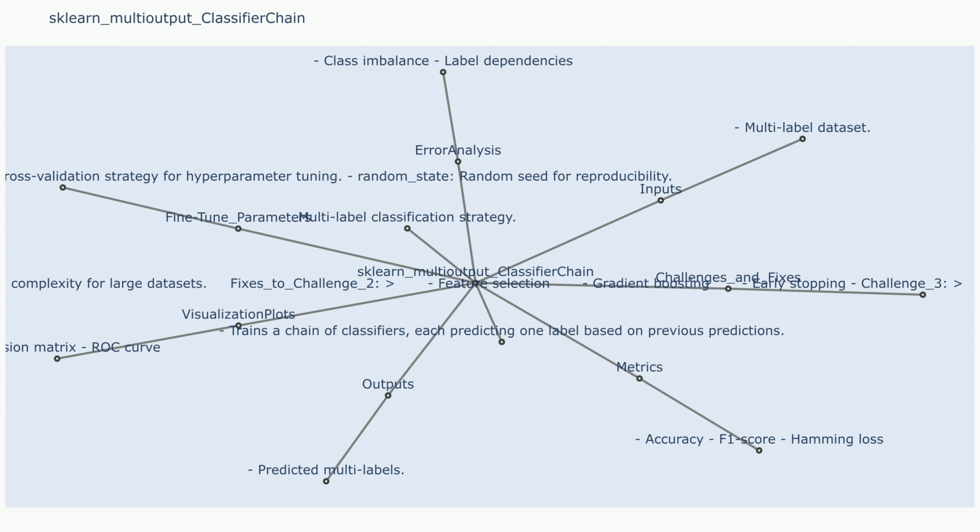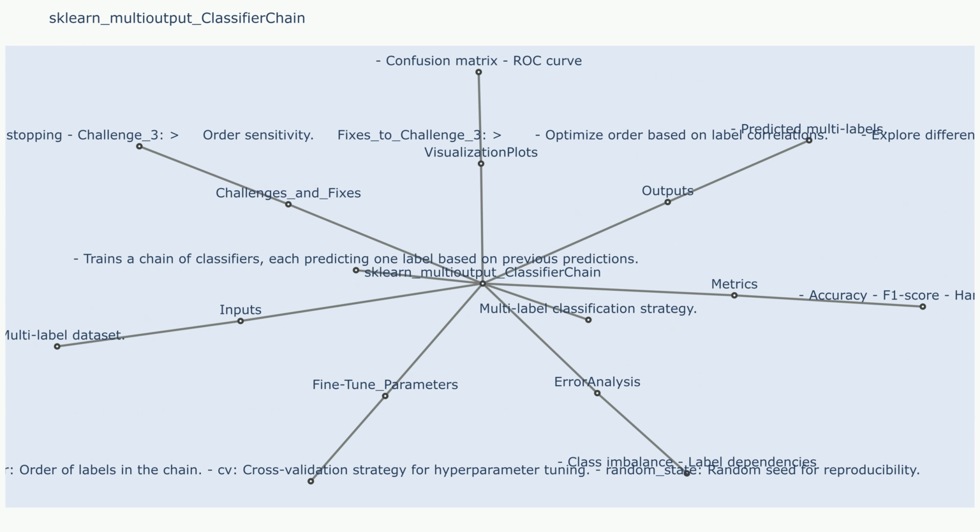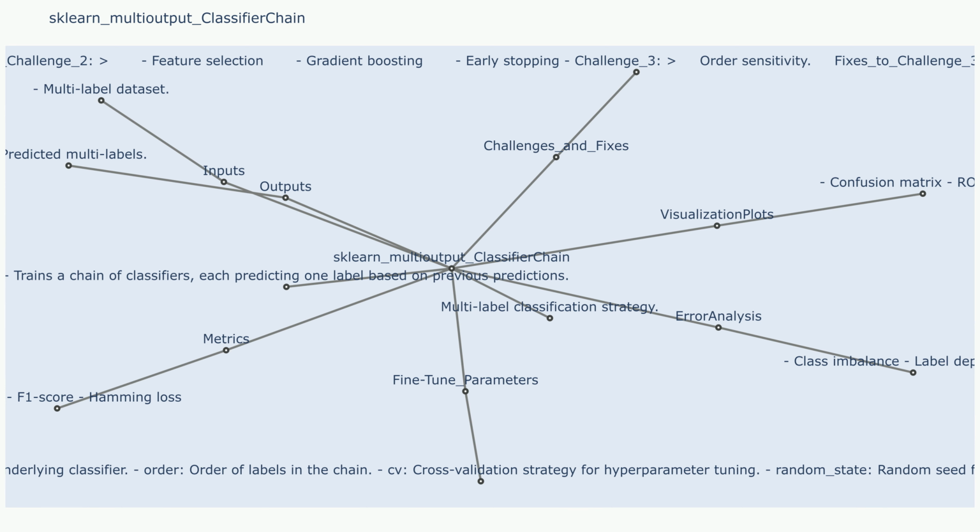Visualization, plot 1: explain in detail. A confusion matrix for each individual classifier in the chain, illustrating the true positives, true negatives, false positives, and false negatives. Receiver operating characteristic (ROC) curves or precision-recall curves can be generated for each individual classifier in the chain.